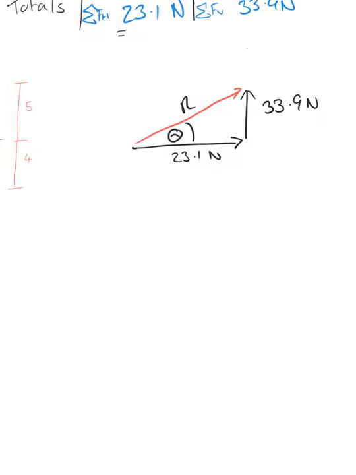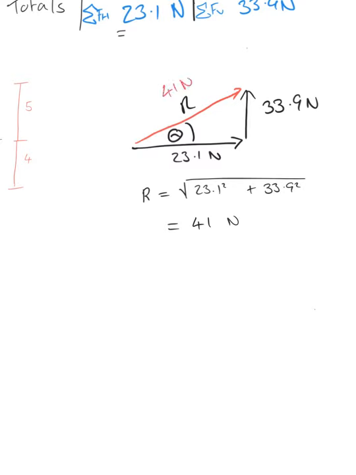So r is found using Pythagoras' theorem. It's going to be equal to the square root of the other two sides squared, so 23.1 squared plus 33.9 squared. You stick that into your calculator and you see what it works out as. Hopefully you can plug that into your calculator and you're going to get 41.0, so 41 newtons. So we know that our value is actually 41 newtons.